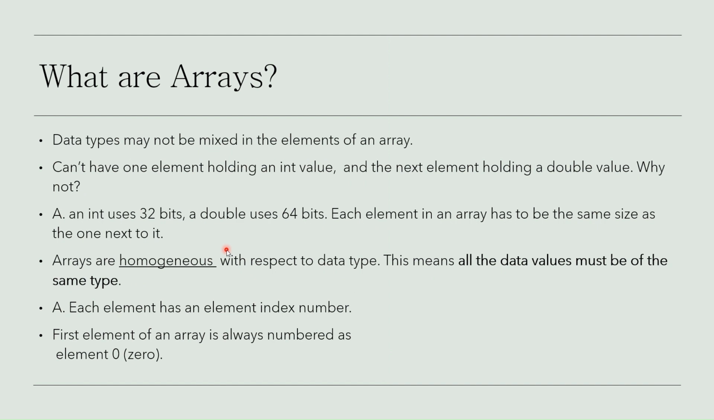Data types in an array may not be mixed in an element of the array. What does it mean? That means we can't put one element as an int and then the next element as a double value. And why is that? Because an int uses 32 bits, right? And double uses 64 bits. Each element in an array has to be the same size as the one next to it. Arrays are homogeneous with respect to data type.